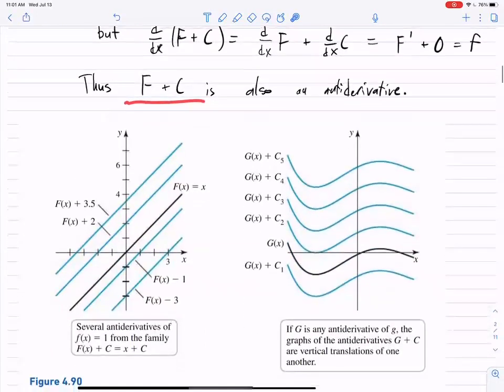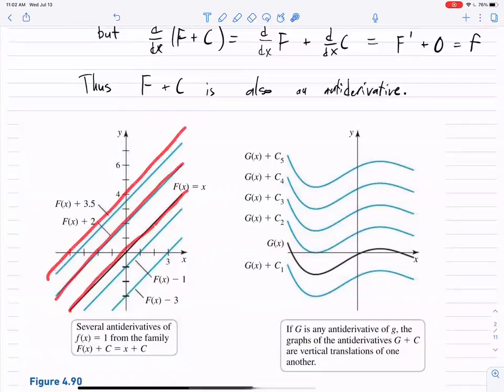And so here's an example. So if you have this being an antiderivative, well, then this is an antiderivative too. This is an antiderivative too. That's an antiderivative, because they all have the same slope, right? Their derivatives are all the same. They all have slope 1. And so you get this family of antiderivatives for the function f of x equals 1. That family being x plus c. All of these functions are an antiderivative for that function.